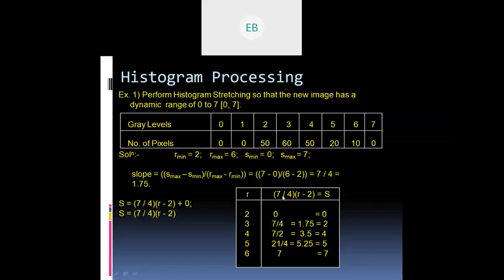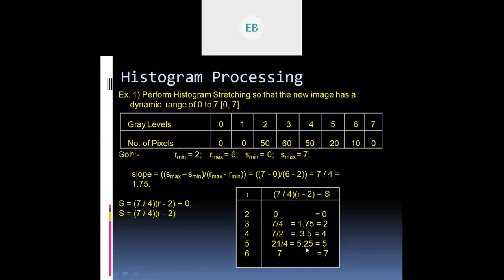Then again R equals 4. Keep the value of 4 here. So 4 minus 2 is 2, right? So 2 by 2, you cancel the 4, so it becomes 7 by 2, which equals 3.5. Then again round it off to 4. Keep R equals 5 this time. So 5 minus 2 is 3, so 7 into 3 is 21. So 21 divided by 4 equals 5.25. The 0.25 we can't round up to 6, so you simply take 5.